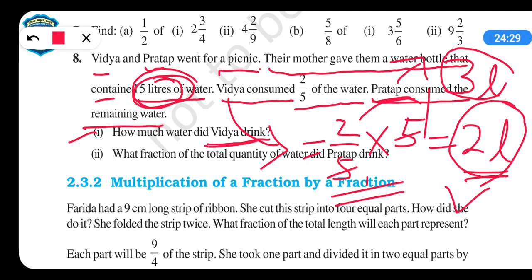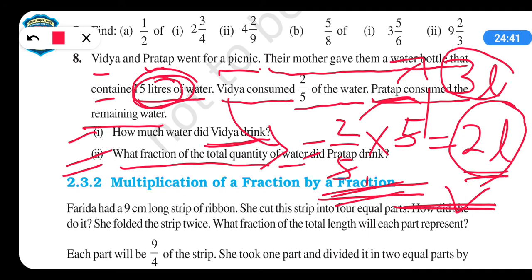So the first part is, how much water did Vidya drink? Vidya ने कितना water लिया? Got it? ऐसे solve कर लेंगे. 2 liter. Then second part, what fraction of the total quantity of water did Pratap drink? Pratap ने कितना consume किया? So Pratap consumed 3 out of 5 liter. Got it? 3 liter out of what? 5 liter. So 3 upon 5. Pratap consumed 3 upon 5.